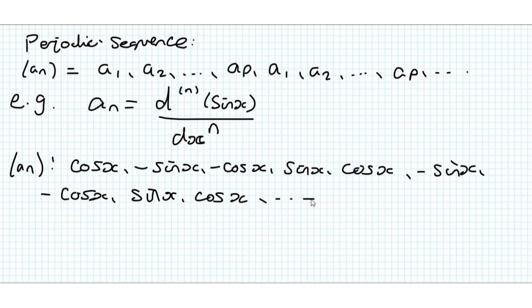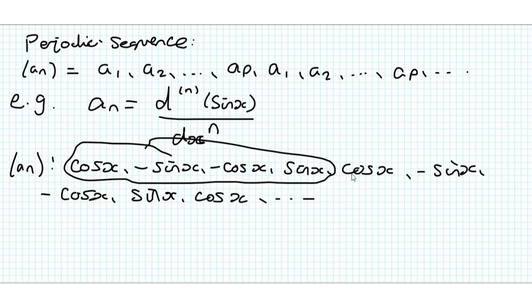And you can see this sequence just repeats the same 4 terms over and over. And sorry for that terrible drawing, and that's what we call a periodic sequence. Okay.